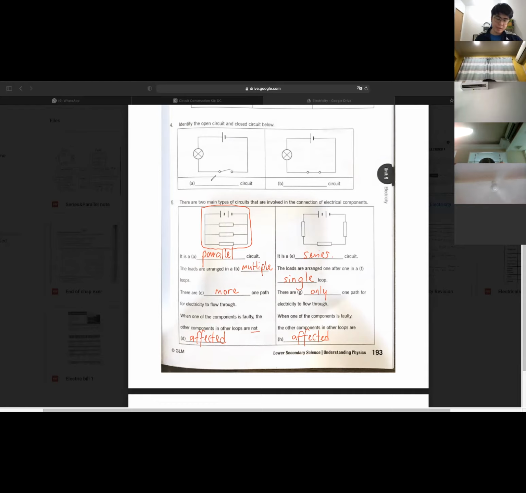Okay, so this one is an open circuit. Open circuit, is there current flow? No current flow. Closed circuit, current flows in the circuit.